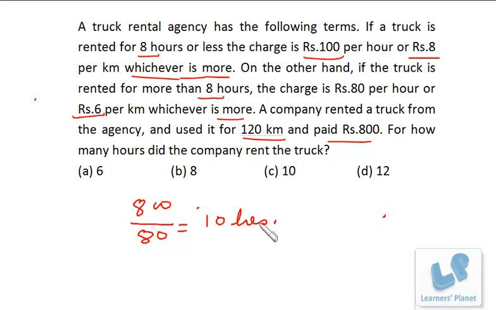And the charges are rupees 6 per kilometer for 120 kilometers. That means 120 into 6 is equal to 720 rupees has to be paid. But the company has paid rupees 800. Between these two, 800 and 720, 800 is more, and the company has to pay the more amount between these two, that is 80 per hour or rupees 6 per kilometer, whichever is more. So that means the company rented the truck for 10 hours. I hope you are clear.